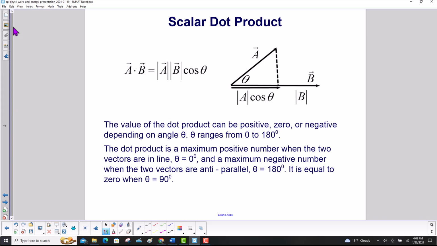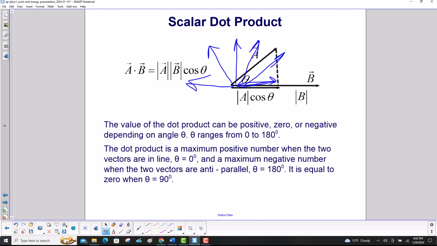The value of the dot product can be positive, 0, or negative, depending on angle theta. Theta ranges from 0 degrees, let's say our A is right down here, and then you can keep increasing angle theta until you go in the totally opposite direction. Theta ranges from 0 to 180 degrees.